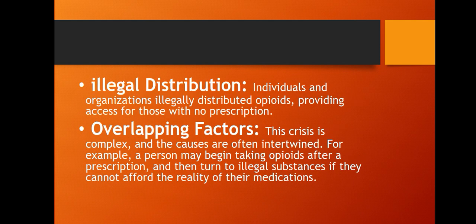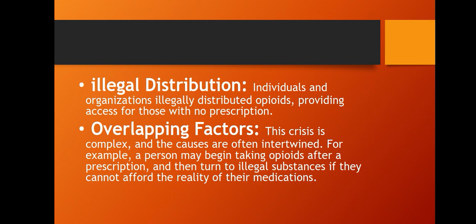Overlapping sectors: this crisis is complex and the causes are often intertwined. For example, a person may begin taking opioids off the prescription and then turn to illegal substances if they cannot afford the real price of their medication.